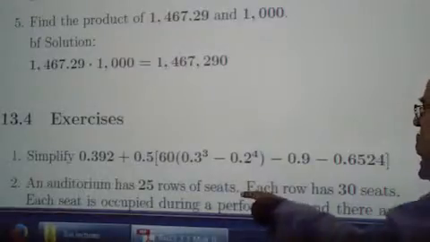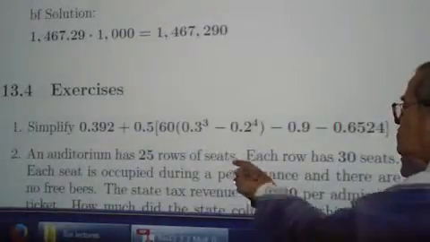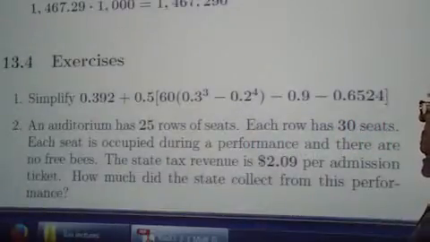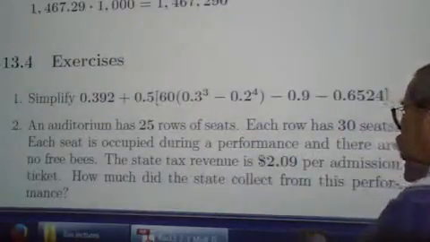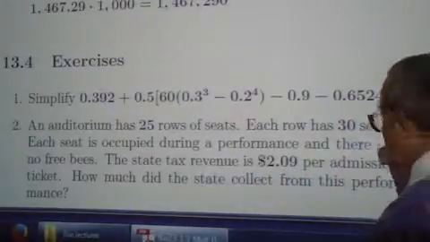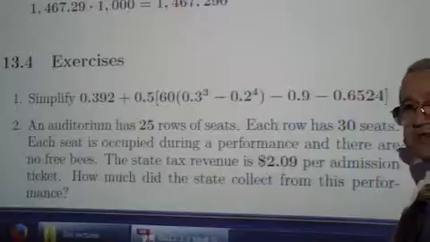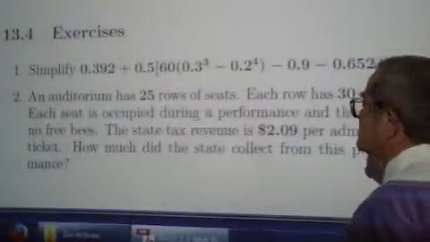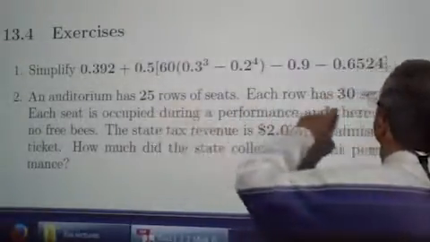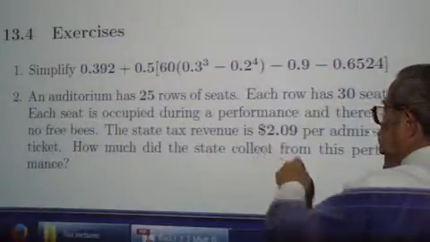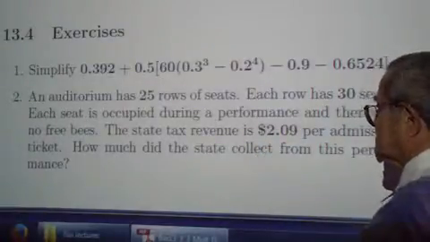Then exercise 2. An auditorium has 25 rows of seats. Each row has 30 seats. Each row is occupied. There are no freebies. The state collects $2.09 per admission. How much does the state collect in total? The numbers were 25 rows of seats, 30 seats in each row, and the state collects $2.09 per seat.